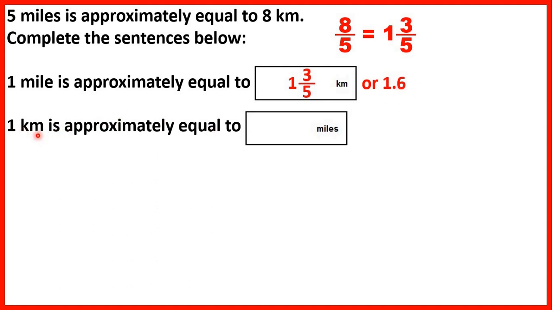Now, 1 kilometre is approximately equal to how many miles? So 8 divided by 8 is 1, so we need to divide the number of miles by 8 as well. 5 divided by 8 can be written 5 over 8 because a fraction is really a division. But if we were to divide 5 by 8, that would give us 0.625. So we could write our answer either as a fraction or as a decimal.